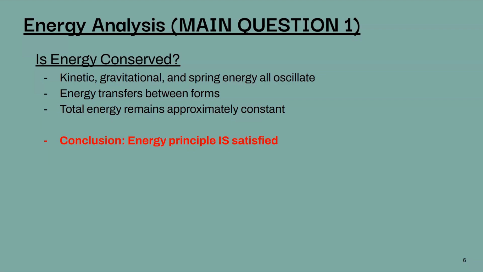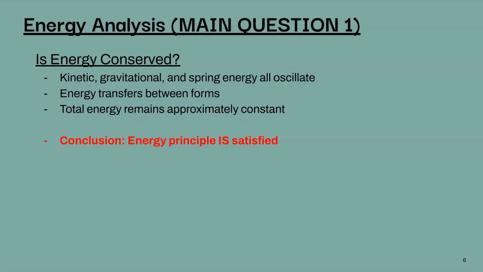Most importantly, the total energy remains approximately constant throughout the motion. This confirms that the energy principle is satisfied, meaning that energy is conserved within the system. Small fluctuations in total energy are present, but these are due to numerical approximation in the computational model and minor experimental uncertainties.